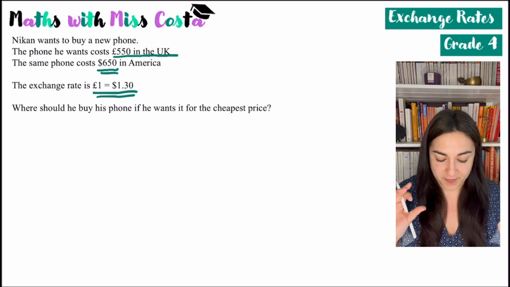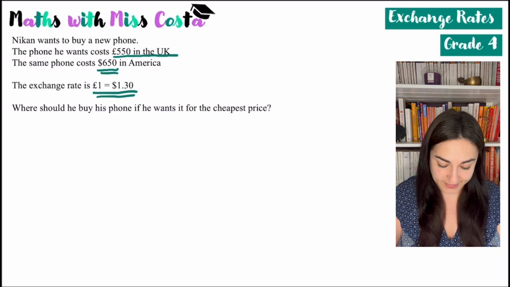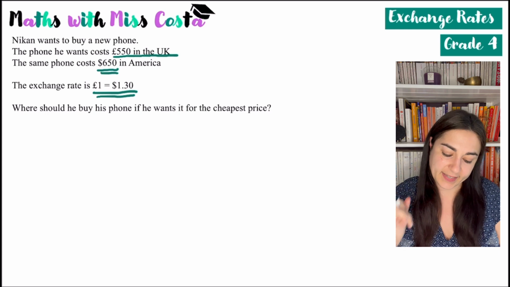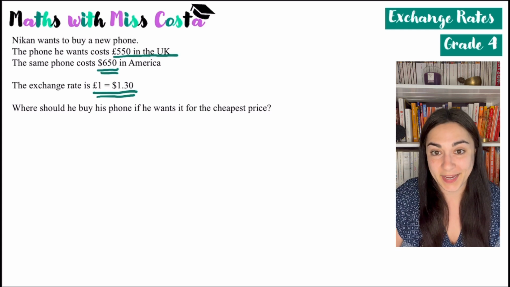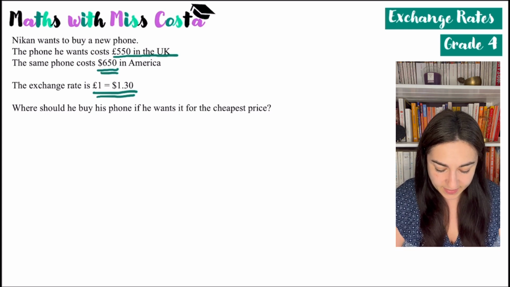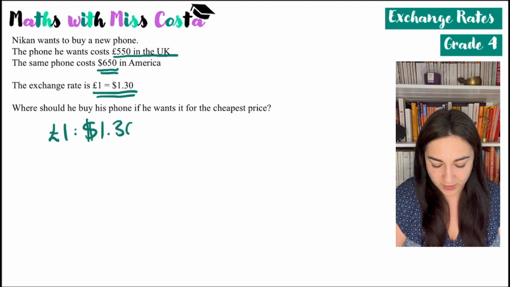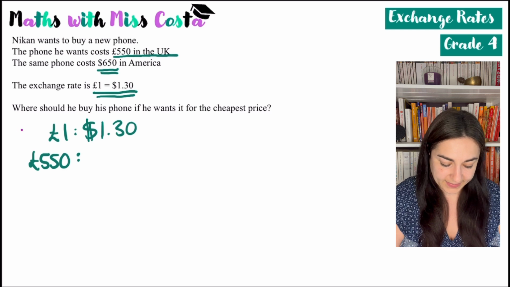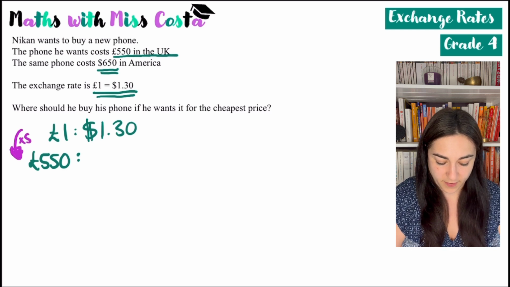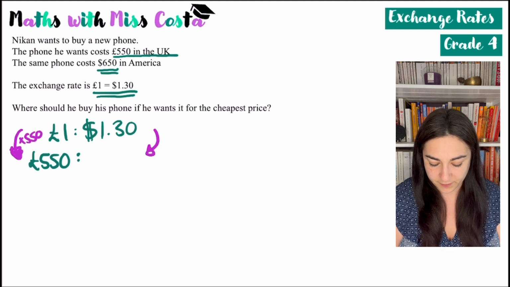So I can either convert the dollars into pounds or the pounds into dollars. In this case, it might be easier, because this is non-calculator, to turn the pounds into dollars. So I know £1 is equal to $1.30. I want to figure out what £550 are. So what have I done to turn 1 into 550? I've times by 550. So I need to do the same over here.